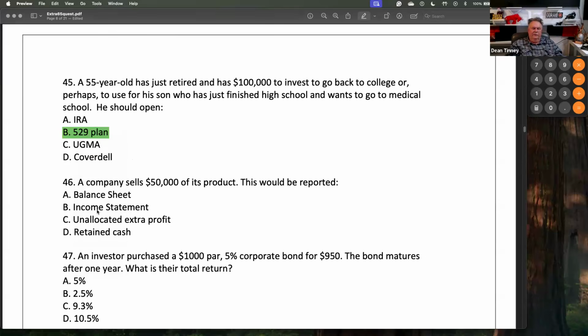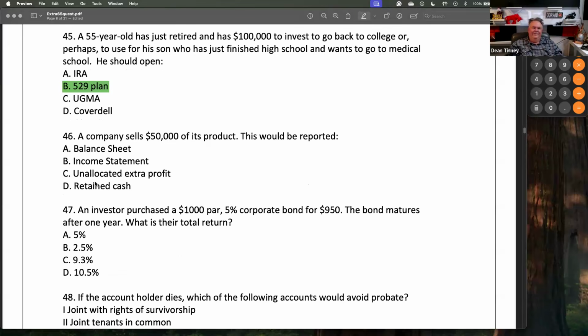A company sells $50,000 of product. This would be reported on its income statement. Good job, right? That's the top line of an income statement, revenue.